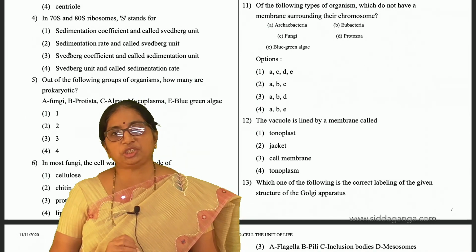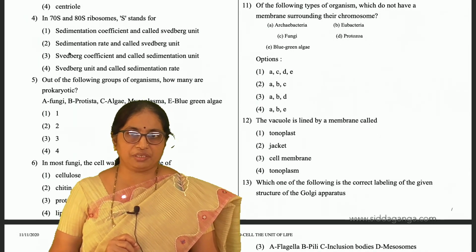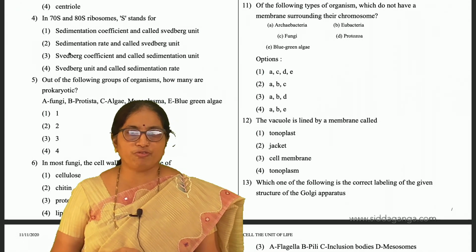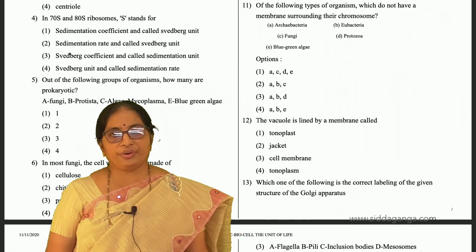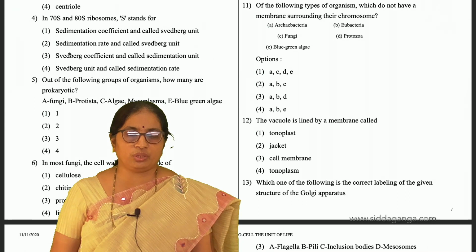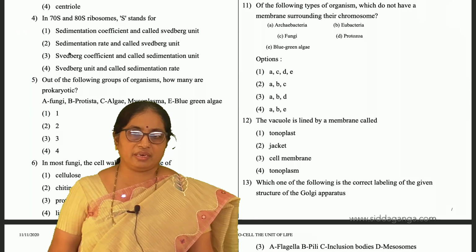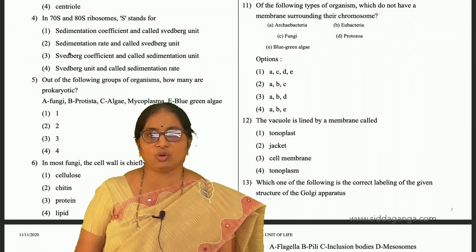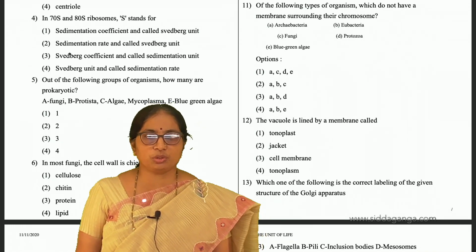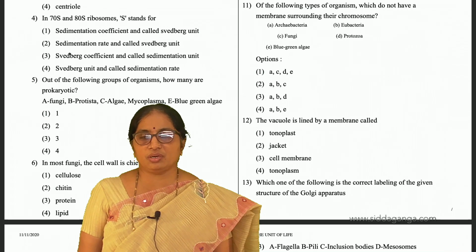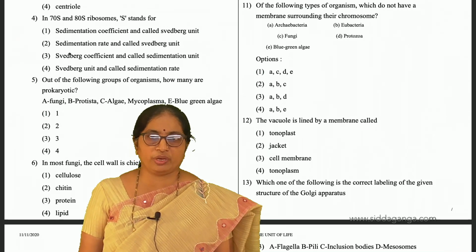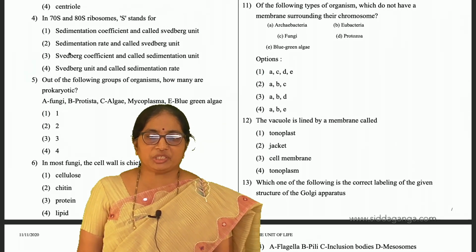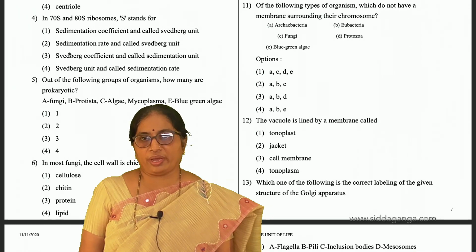Archaebacteria means ancient bacteria. Eubacteria means newly formed bacteria. Fungi we already know come under the kingdom Mycota. The bread molds like Rhizopus, yeast, Penicillium, all these are various fungi. And protozoans we already know are the unicellular organisms like Amoeba, Plasmodium, etc. Now the question is, you have to identify the prokaryotes.